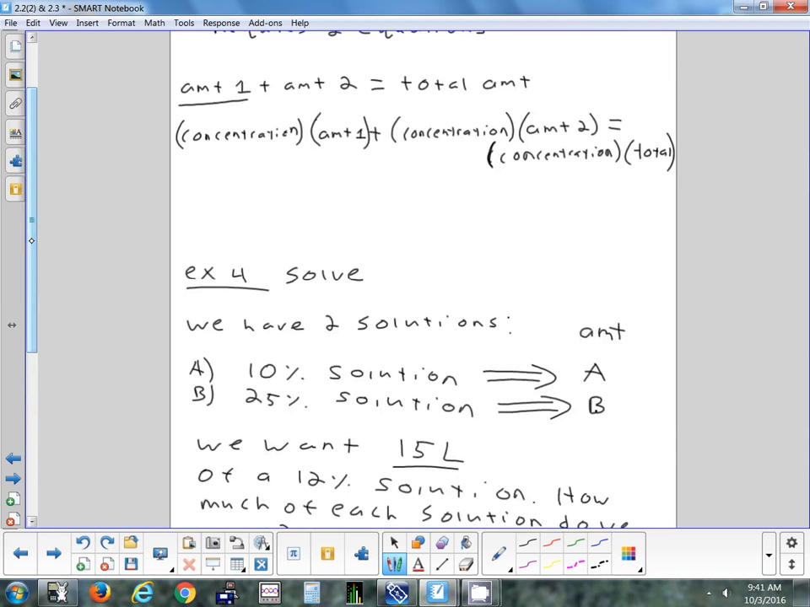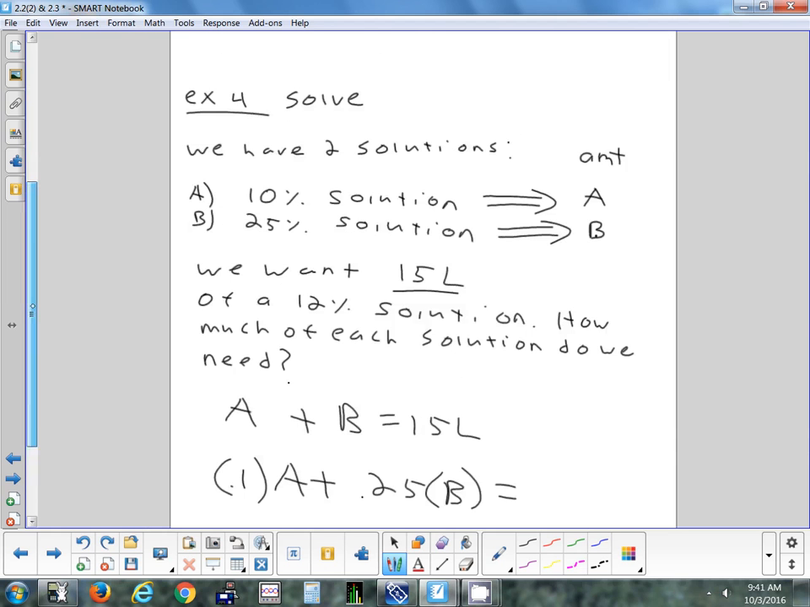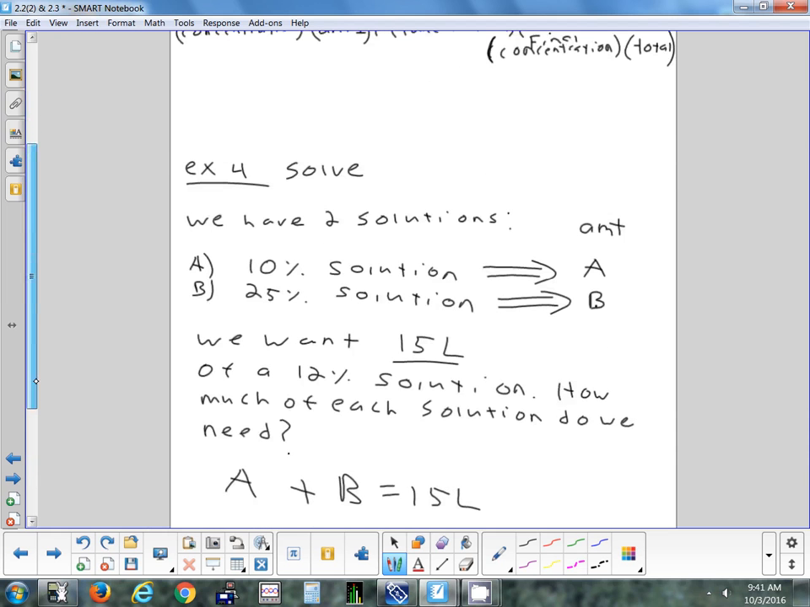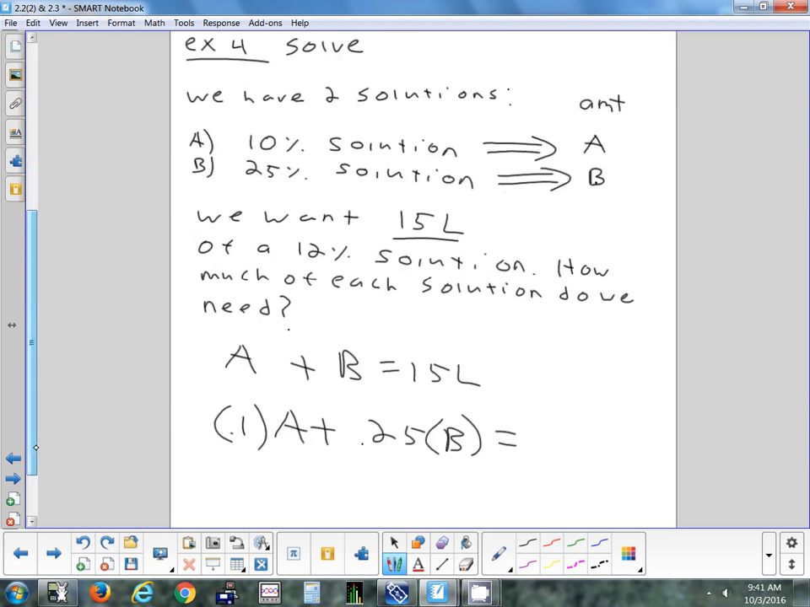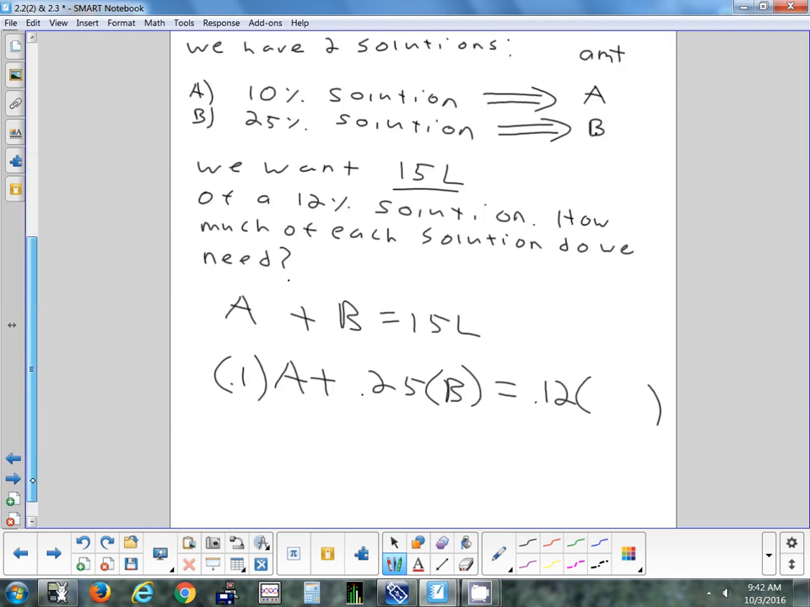Plus, I need my concentration of the second solution. 0.25 times how much of the second solution am I going to use? B. Equals. This is my final concentration. When I mix this all together, what do they want the concentration to be? 12%, which is 0.12 times my total. Final amount of liquid here is 15.